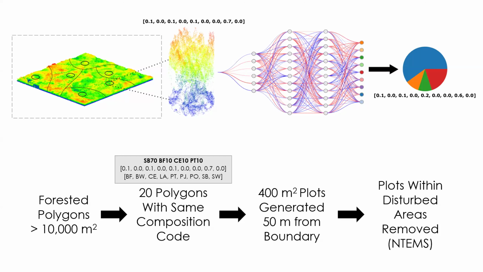To generate these plots, we created random points within those remaining polygons, at least 50 meters away from the boundary, so we didn't have any edge effects associated to that. Additionally, if any of those plots were deemed as disturbed by the National Terrestrial Ecosystem Monitoring System data set, whether that's through fire or harvesting, we removed those as well, just in case the species composition has changed over time through those disturbances.